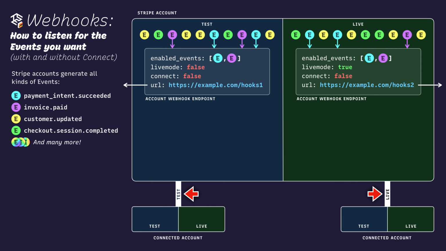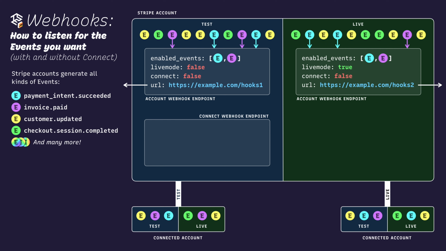Now that we have a couple of connected accounts, we can see that those connected accounts have their own events. The webhook endpoints we set up earlier are account webhook endpoints, meaning they're going to listen for events from the account they're created on, not connected accounts. In order to receive events from connected accounts, we need to set up a connect webhook endpoint. We're going to listen for those same event types again. Note that we're back in test mode. This time connect is set to true, which indicates we want to listen for events from connected accounts, and we'll set the URL to example.com/hooks3 for this one.